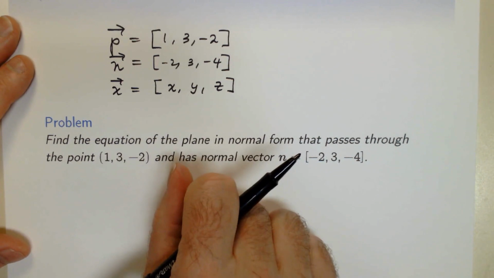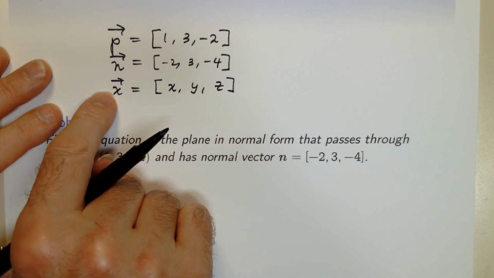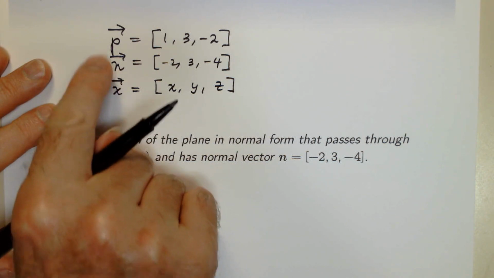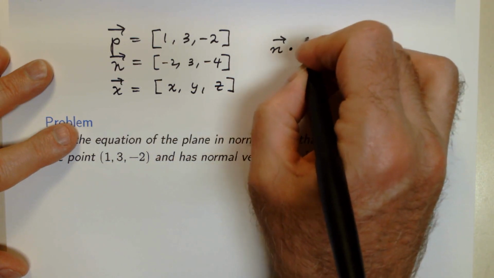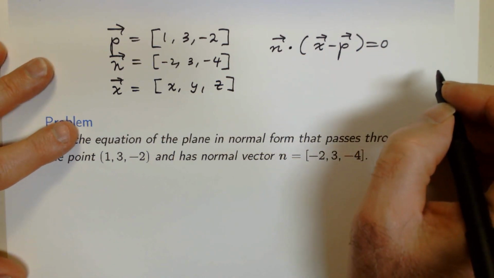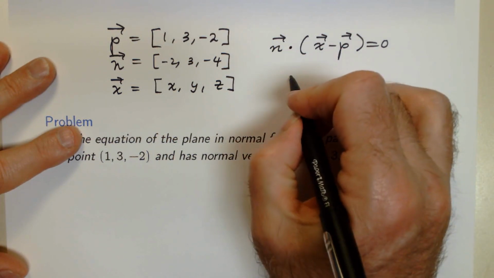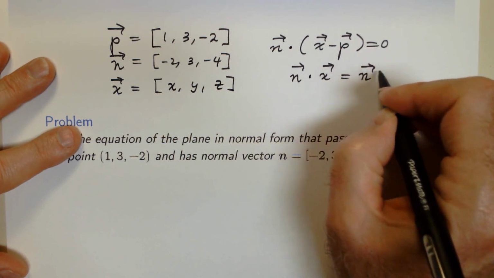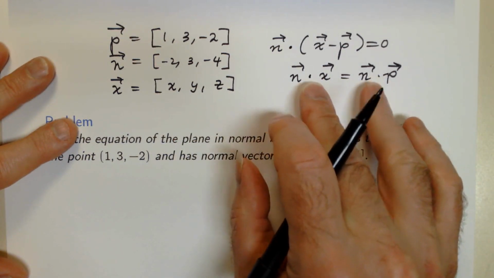Now there's a couple of different ways to think about the normal form. So one way to think about it initially is to say, well, we're looking for all the vectors such that x minus p is orthogonal to n. So x minus p is orthogonal to n would translate into n dotted with x minus p is equal to 0. But by the distributive property and some basic arithmetic, we can write this as n dotted with x is equal to n dotted with p. So either one of these could be considered the normal form. This one's a little easier to work with.